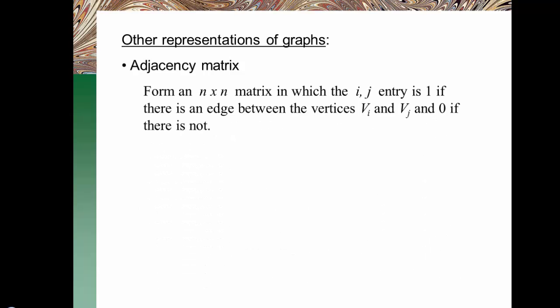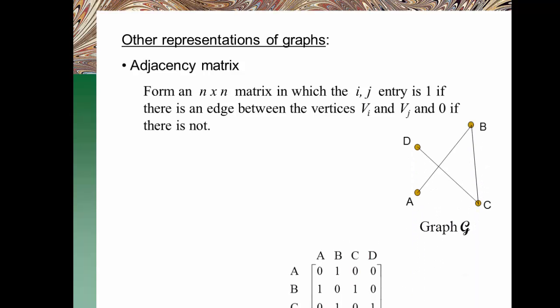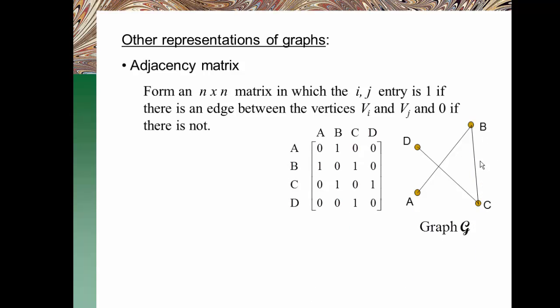Other representations of a graph include the adjacency matrix. An adjacency matrix is made of entries of zeros and ones. Now here is an example of a graph, and here's the adjacency matrix. Each row represents a vertex. Each column also represents a vertex. The first column here, for example, represents the vertex A. The first row represents the vertex A as well.